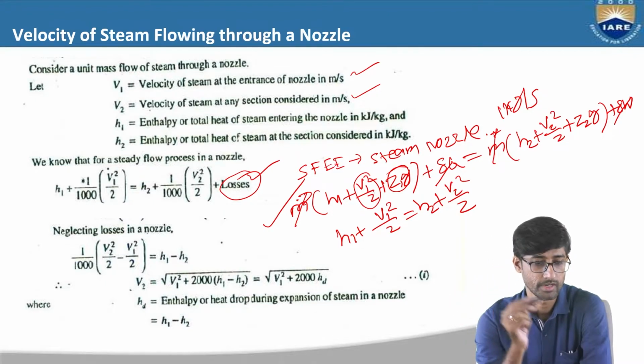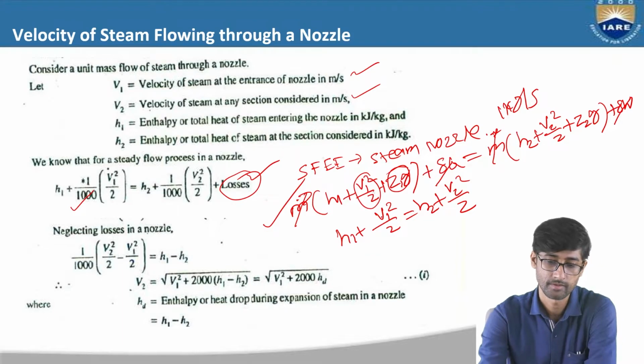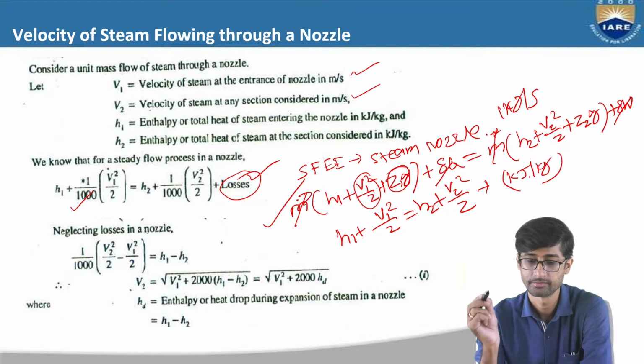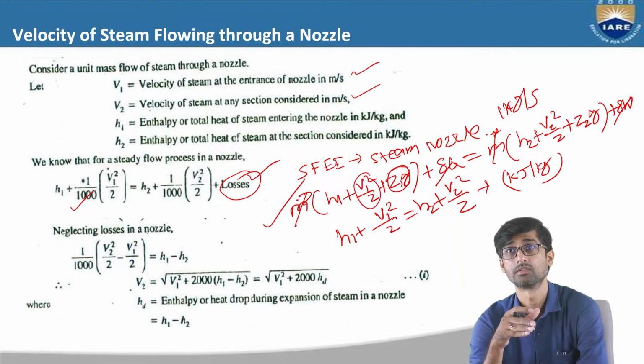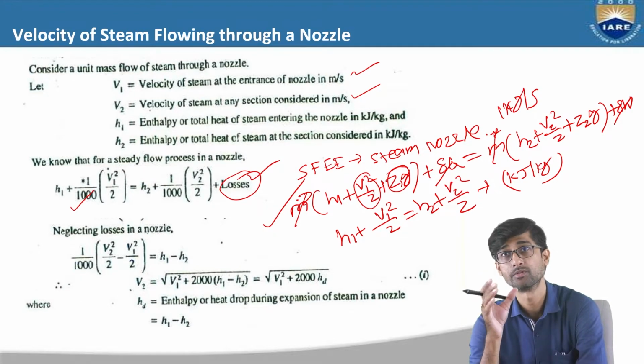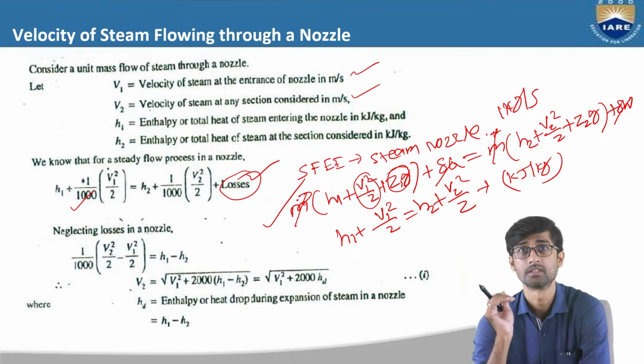If you ask why it is divided by 1000, it is because we convert to kilojoule per kg. V is in meter per second, but whatever answer comes for enthalpy will be in joule per kg, so we convert to kilojoule per kg.